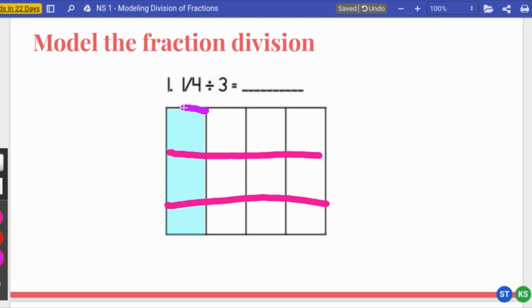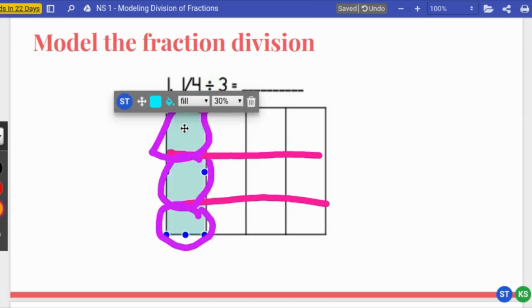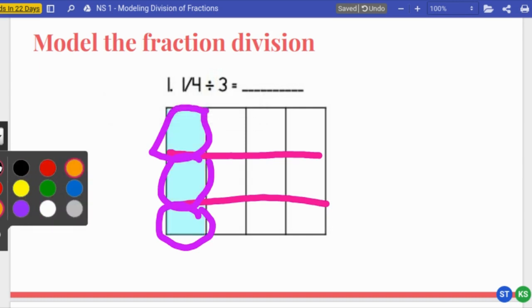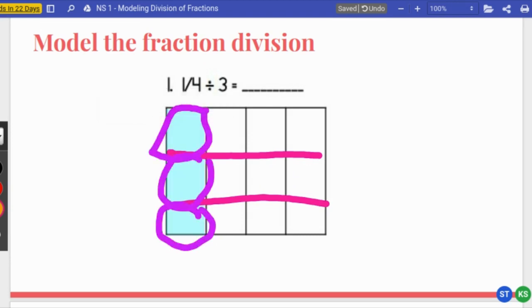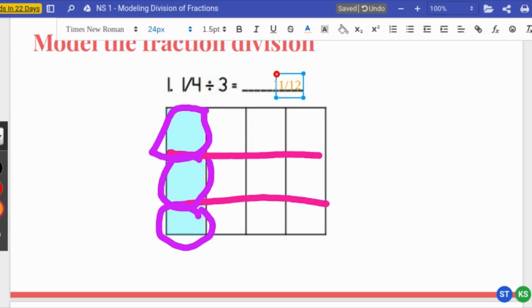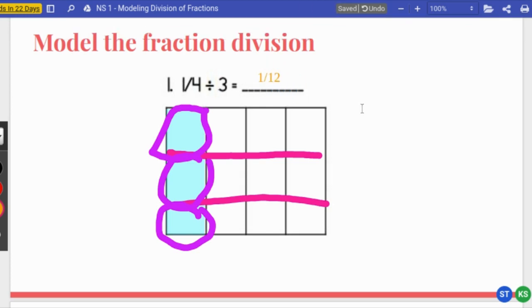Here's one group right here. Here's another group right here, and here's a third group right here. I just want to see how many are in each group. So this piece right here, 1 in this group, is 1/12 of the whole thing. So my answer is 1/12. Each group has 1/12 of the whole in it.